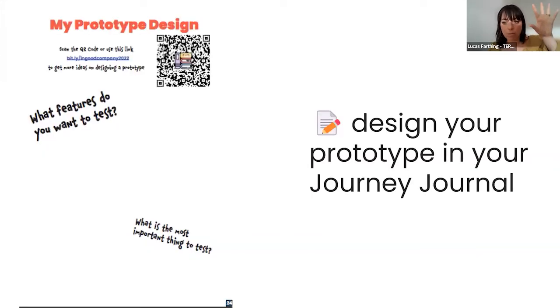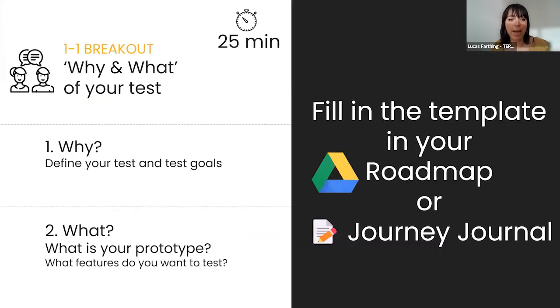If you're not ready yet to write into your Google Doc, you can also go to your Journey Journal, page 24, get creative and start drawing your prototype or making a list or whatever. There's lots of space back there for you to do it a bit more creatively. Okay, so does anybody have any questions for this 25-minute breakout of the why and what of your test, setting your goals and deciding what will be your prototype? Anybody have questions?